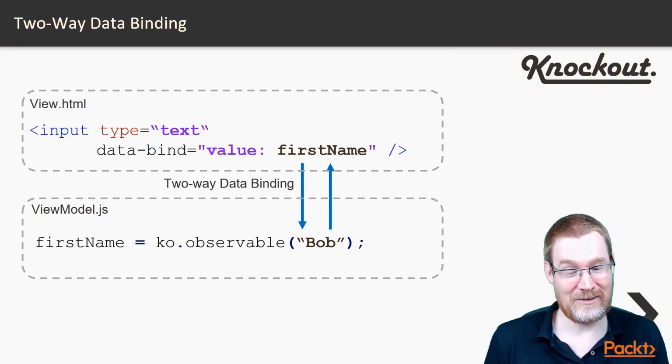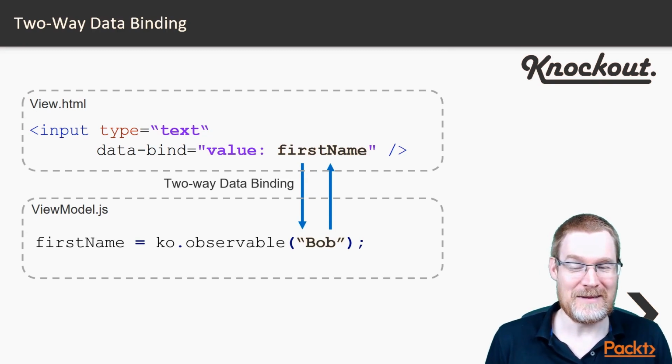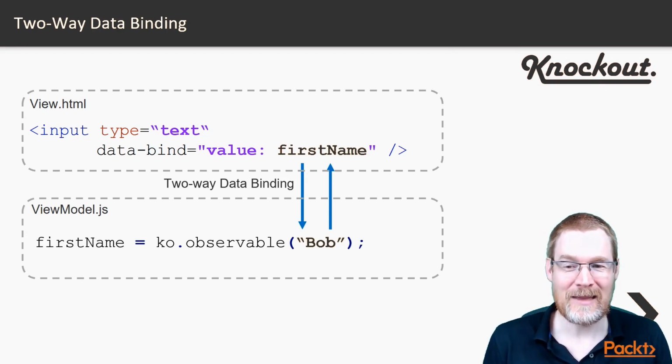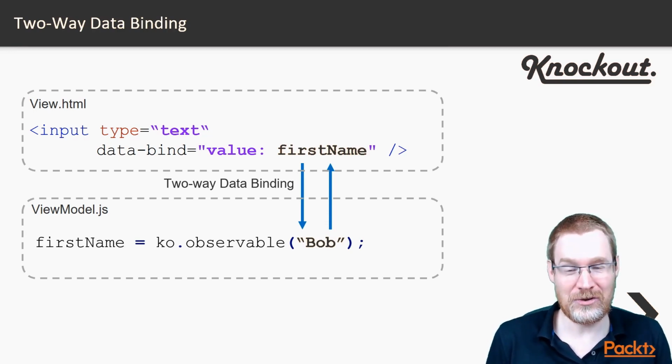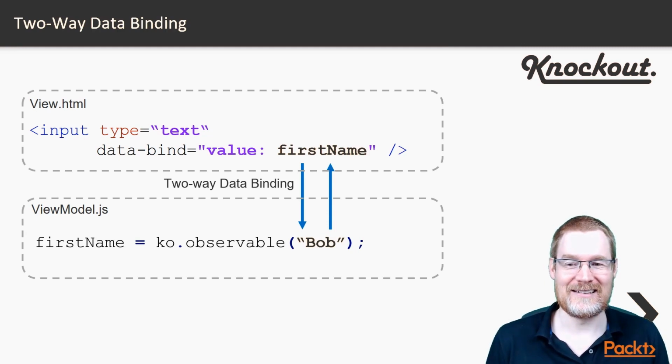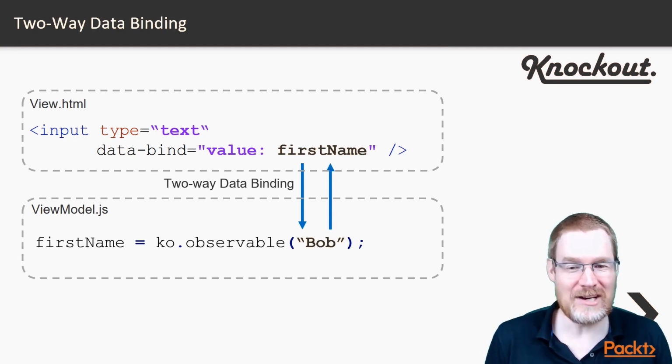So in our previous example, we had our piece of text. So if we had both our input and our strong tags, if I type into my input text box, it's also going to update that strong text value as well. So we start to get this magic auto updating of our user interface and synchronizing it with our view model.